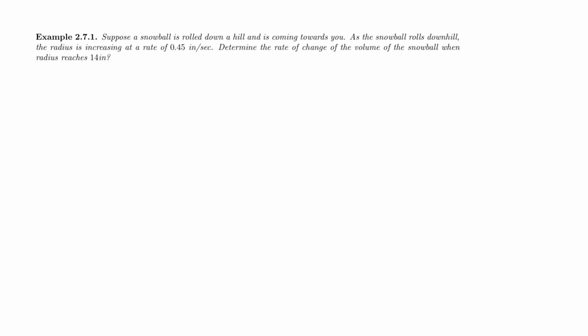Let's go back to that idea of a snowball. So my first step here, reading the problem. Suppose a snowball is rolled down a hill and is coming toward you. As the snowball rolls downhill, the radius is increasing at a rate of 0.45 inches per second. Determine the rate of change of the volume of the snowball when the radius reaches 14 inches.